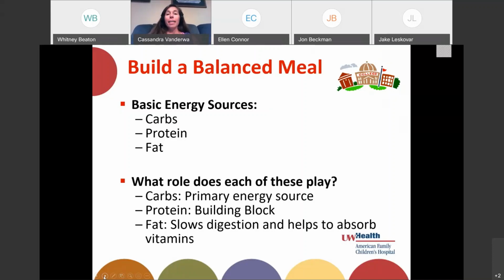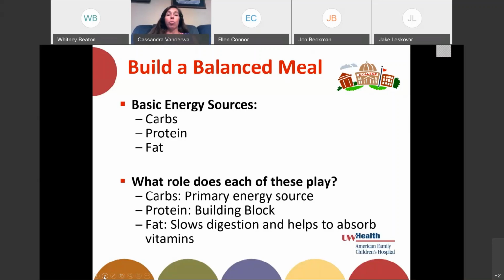We know there are basic energy sources, so those macronutrients: carbohydrate, protein, and fat. And we know that our body most readily uses the energy that it gets from carbohydrates. So we've stated carbs are the primary energy source, but protein and fat are just as important, and that protein are the building blocks for not only our hormones, but our muscles, our hair, our skin. And they can be a true tool when we're promoting energy balance and blood sugar balance.